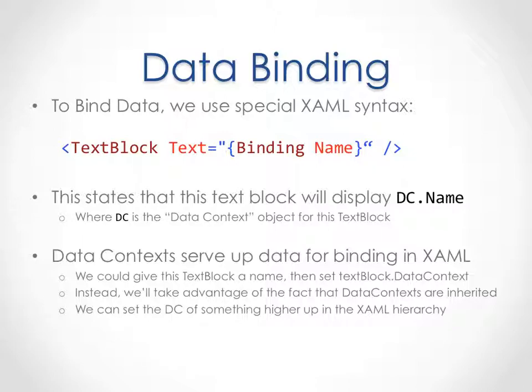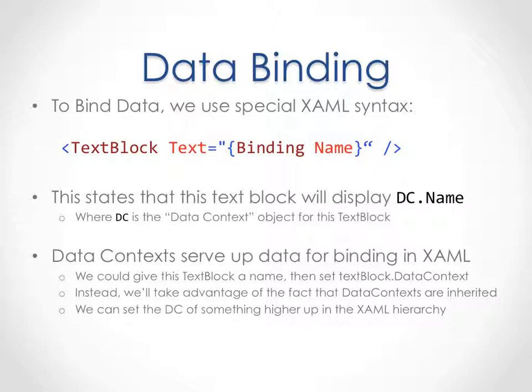So we can take that data context, assign it an object that has a name parameter, and then when this text block says binding name, that means that it will grab the name parameter, the name field, from that data context object and use that as its text. So we could do something like we've been doing all quarter, where we name this text block and then manually assign to it from C# code.